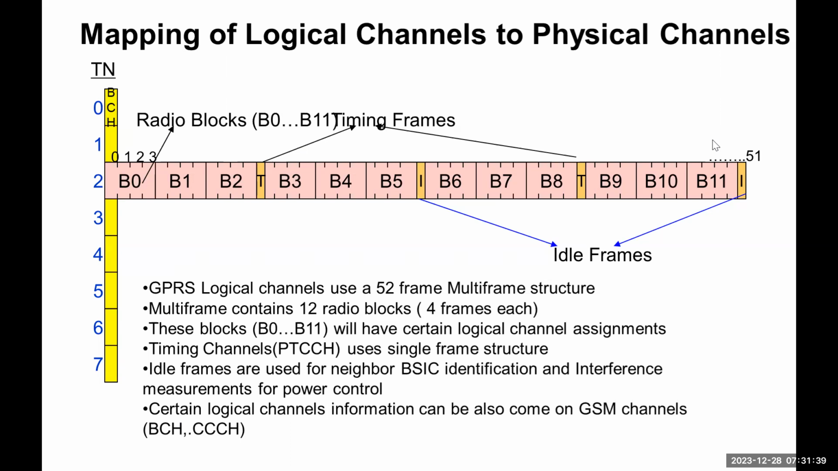Apart from these 12 radio blocks, which constitute 48 TDMA frames, there are 4 additional frames left in this 52 frame multi-frame structure. 2 single burst frames are used for timing channels, and the remaining 2 are kept idle for neighboring cells, base decode, and interference measurement for power control.